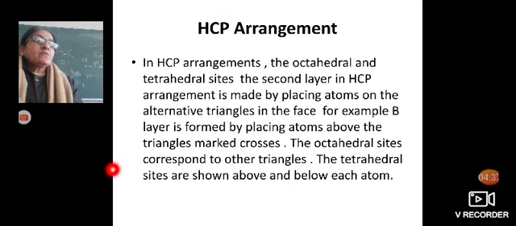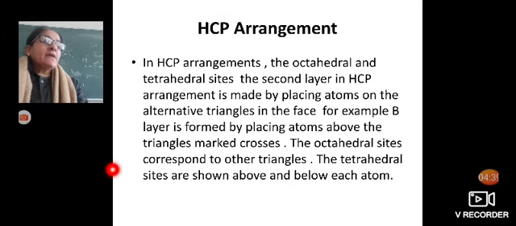Next is the hexagonal close packed arrangement. In hexagonal close packed arrangement, the octahedral and tetrahedral sites: the second layer is made by placing atoms on alternate triangles in the face. For example, the B layer is formed by placing atoms above the triangles marked with crosses. The octahedral sites correspond to the other triangles. The tetrahedral sites are shown above and below each atom.